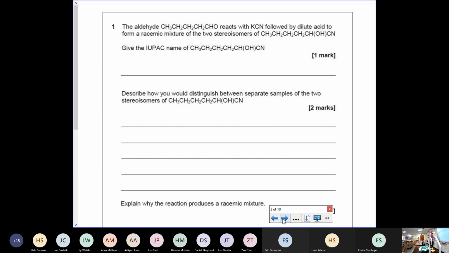So, first one. What we have here is an aldehyde with 1, 2, 3, 4, 5 carbons. So that aldehyde will be pentanal. We're going to do a reaction of that molecule with potassium cyanide, followed by dilute acid. That's actually equivalent to adding HCN, but we do it in 2 steps. And there's a question at the end that really thinks about why we do it in 2 steps. So this reaction gives us a racemic mixture of a hydroxynitrile, which is actually shown here.